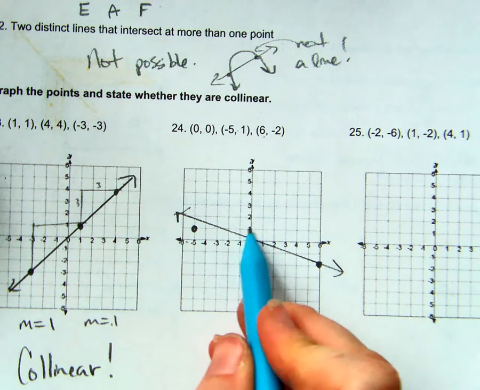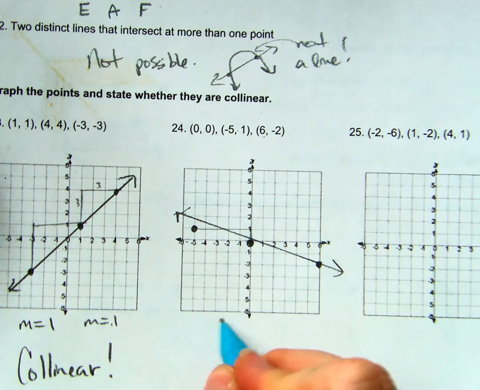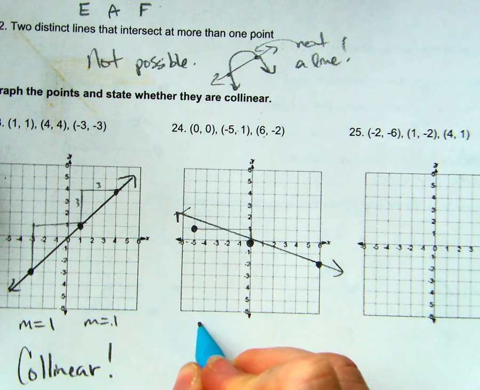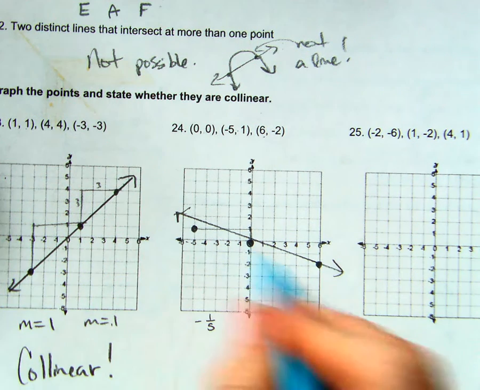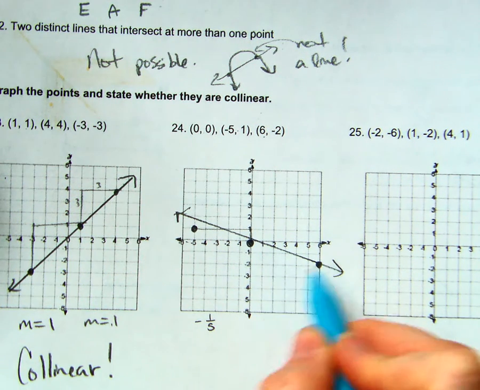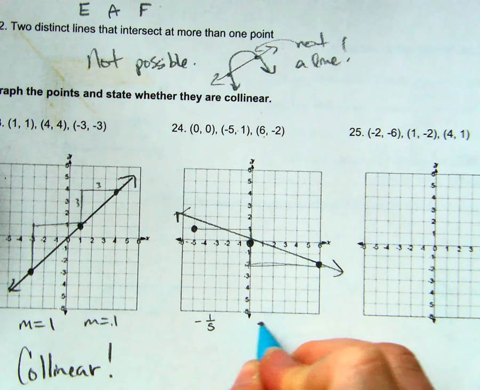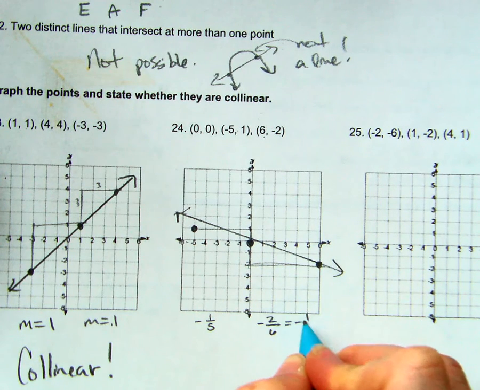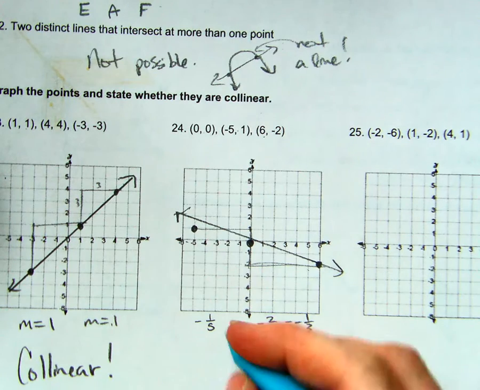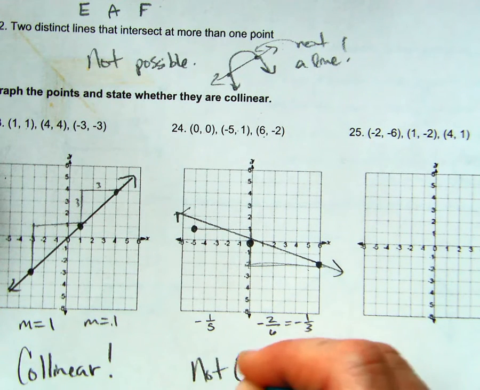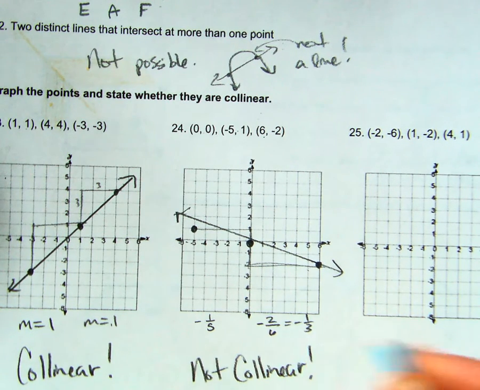My rise would be 1, and my run would be 5, right? So this would actually be -1/5. Remember, it's decreasing. And then right here, my rise would be -2, and my run would be 6, which is -1/3. Notice the slope isn't the same between them, so these are not collinear.